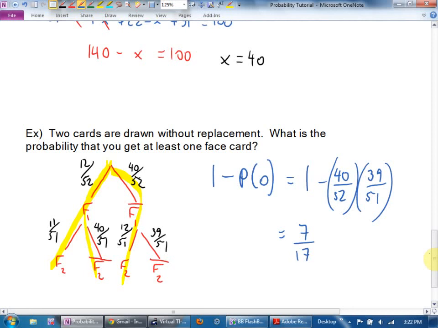Okay. What about the permutation? Actually, most of our trees were naturally built in permutations, because this has face card on the first, followed by face card on the second. The permutations kind of took care of themselves. So let's do one with a bucket.